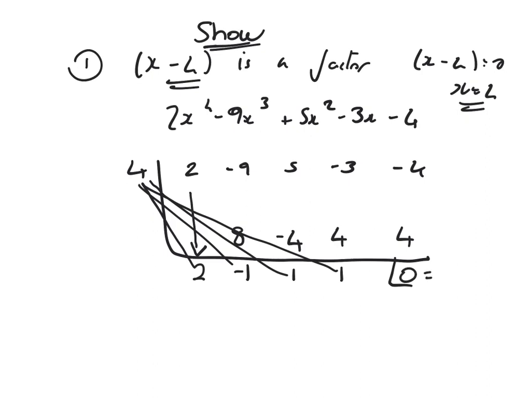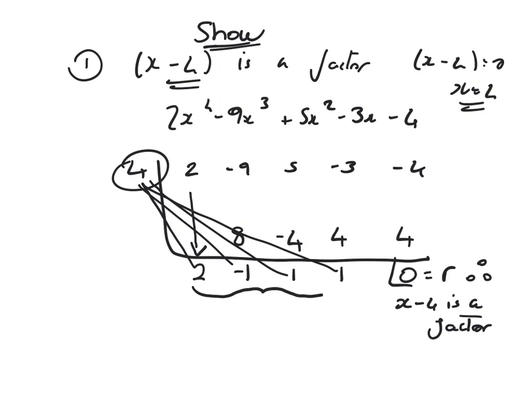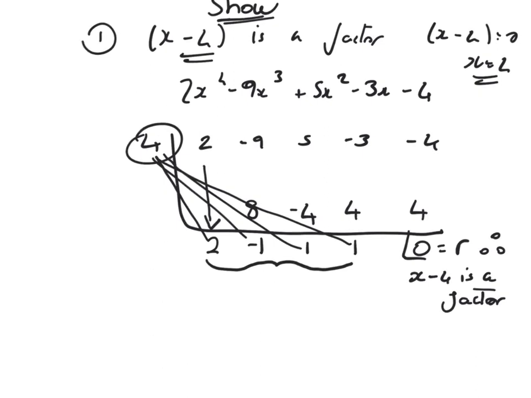Now the number that comes out at the end is the remainder. Now the remainder is equal to 0. So if the remainder is equal to 0, that means we have a factor. So r equals 0, therefore x minus 4 is indeed a factor. This is the divisor, the thing that we're dividing by. And the thing that comes out at the bottom end then is called the quotient.